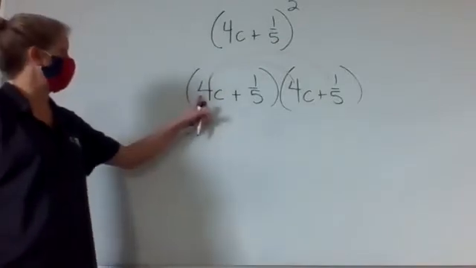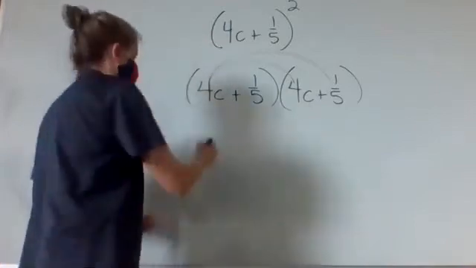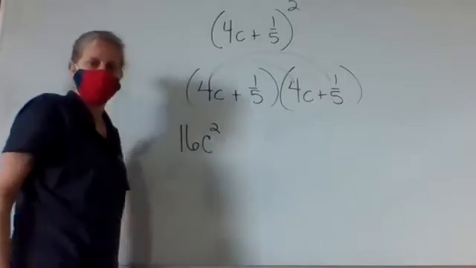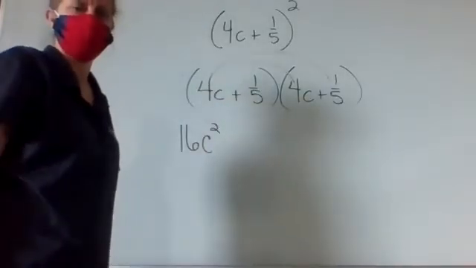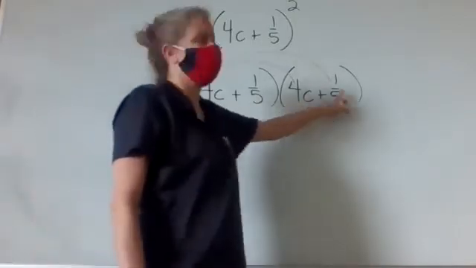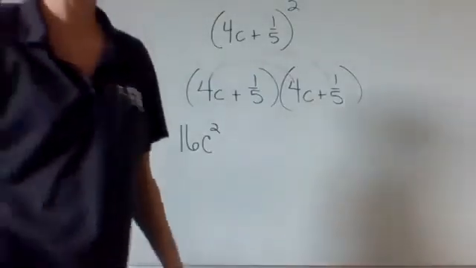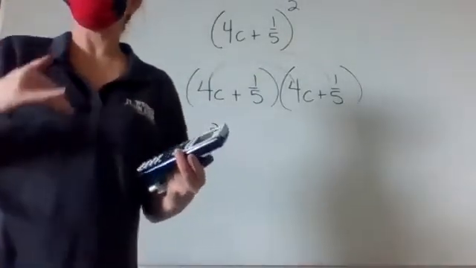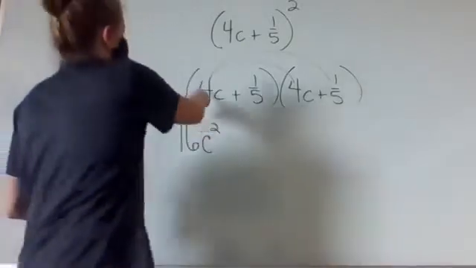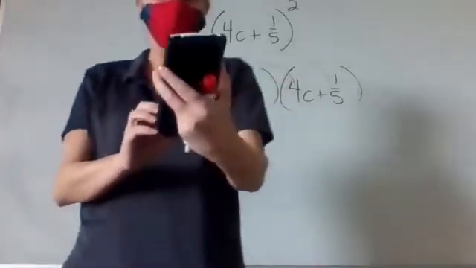So let's see, what do I have first? I've got 4c times 4c, which gives me 16c squared. But then what do I have? 4c times positive 1/5. It's not too bad to multiply fractions because you just go straight across on top and bottom. But remember, your calculator will do that. What do I need to multiply in my calculator? The 4 times 1/5.